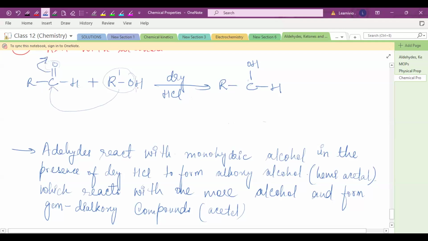Now see what happens. The OH bond will be cleaved, and this will give R dash O minus and H plus. It will dissociate like this. And you know very well this carbon is electropositive, right? So this R dash O minus group will get attached to this carbon, which is electropositive.